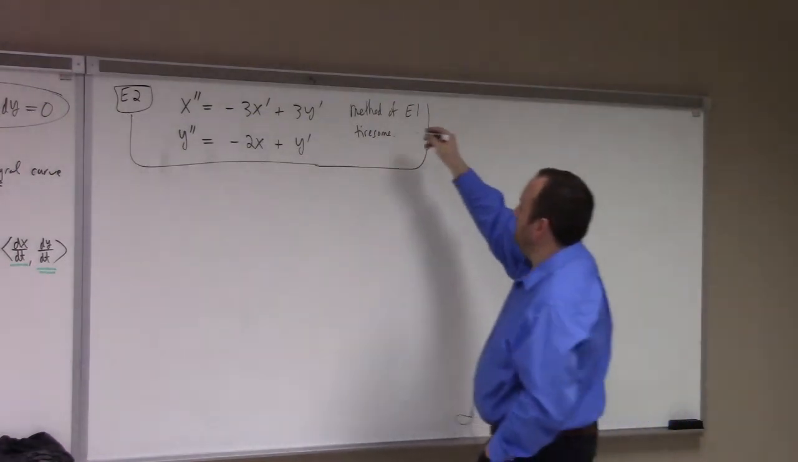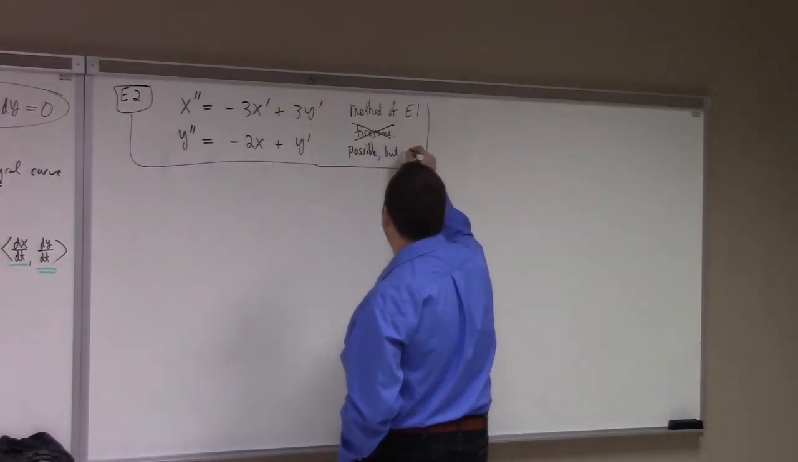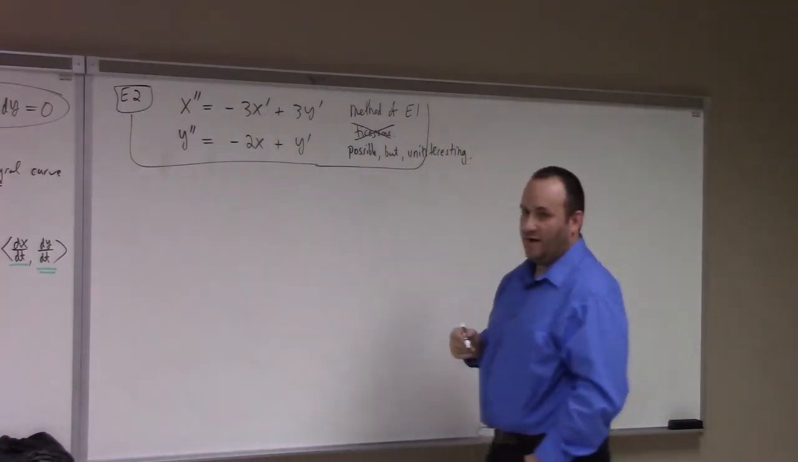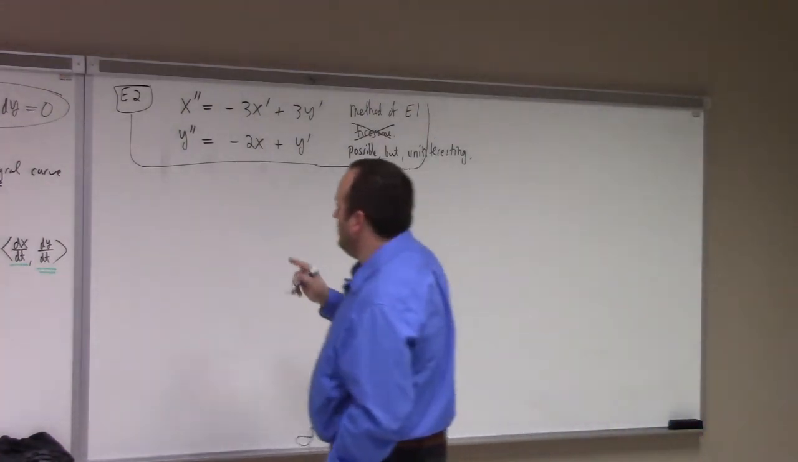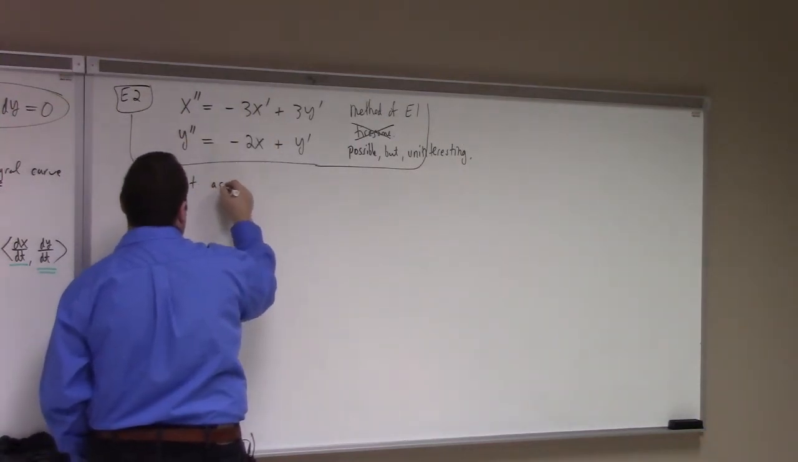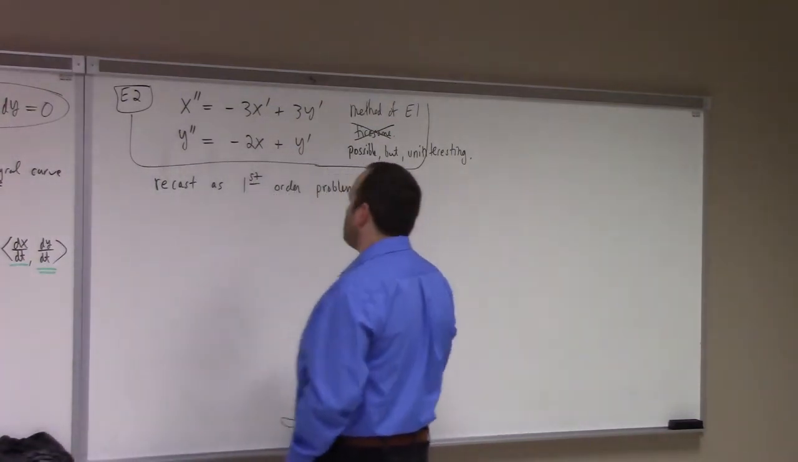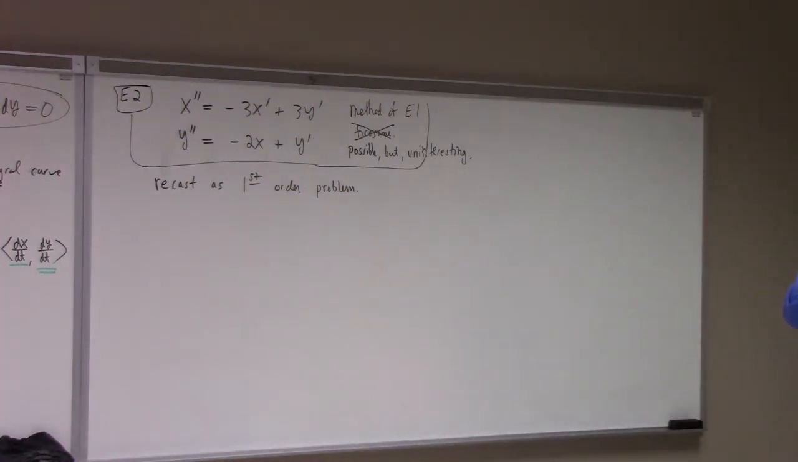So, possible, but uninteresting. Uninteresting because it's not the general path that we're going to go down. I mean, this is a way you can solve them. But I want to show you another way. So what I want to show you is that we can actually recast this as a first order problem. So this system of two second order differential equations, I can actually recast as 4 first order differential equations using what's called reduction of order.